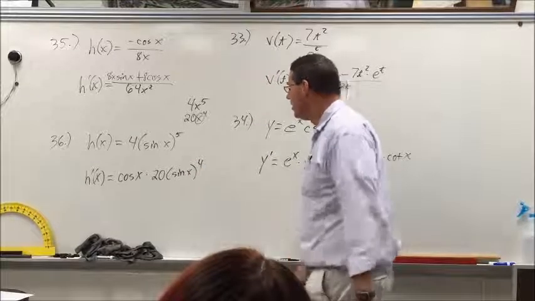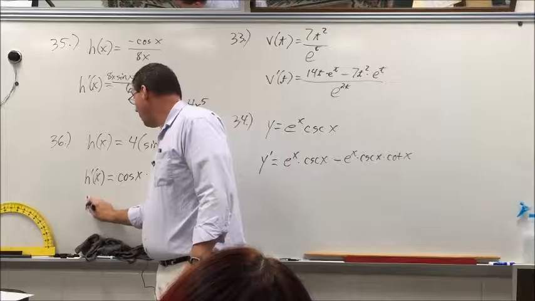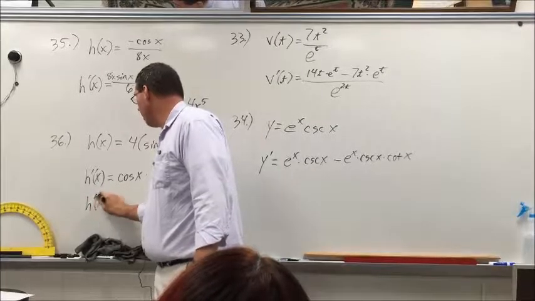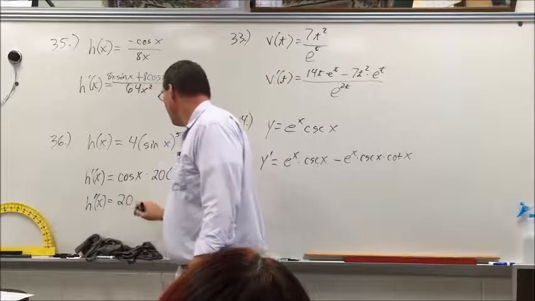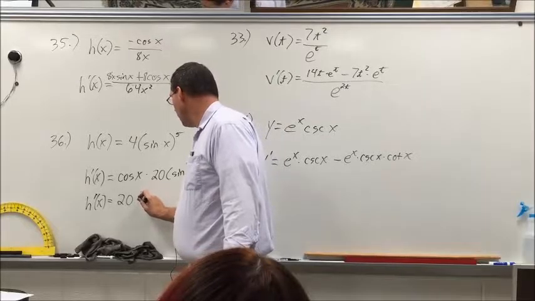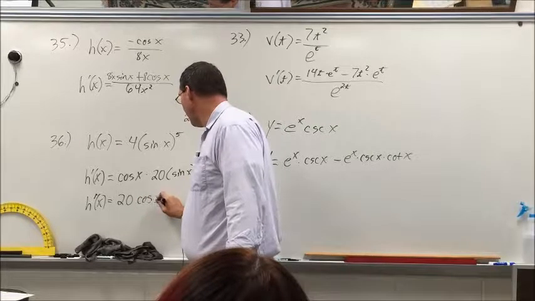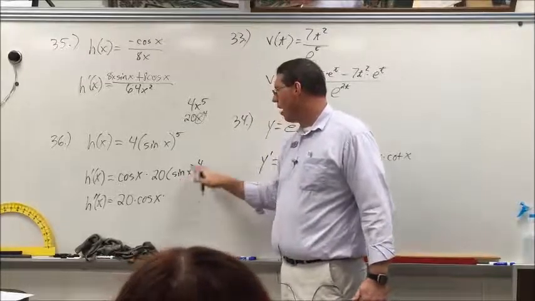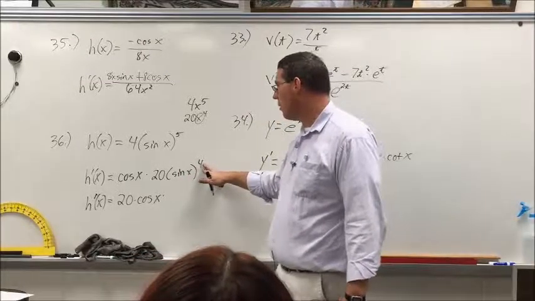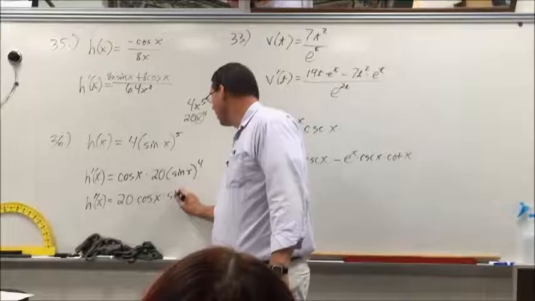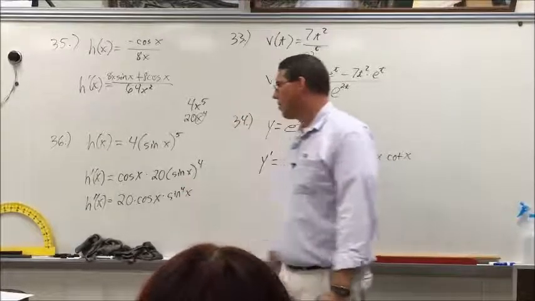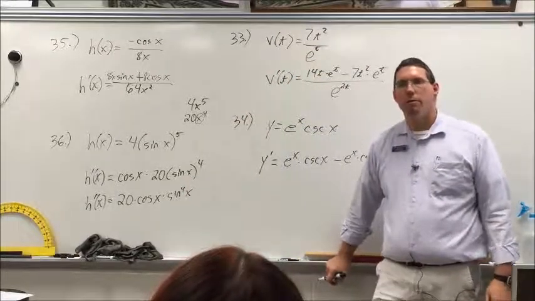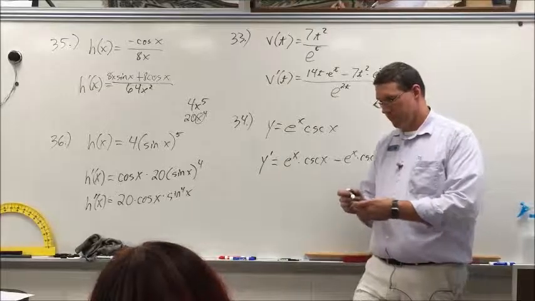Now let me show you how you can clean this up. We're going to put the 20 in the front. Then the cosine of x. Now, ready for this? What is sine of x times itself 4 times? Sine to the fourth of x. Yep. There we go. And we're done.